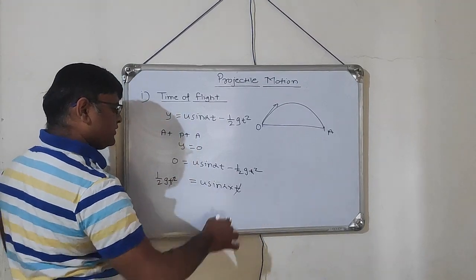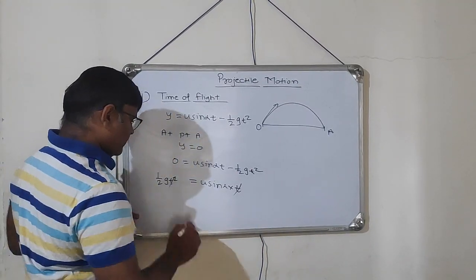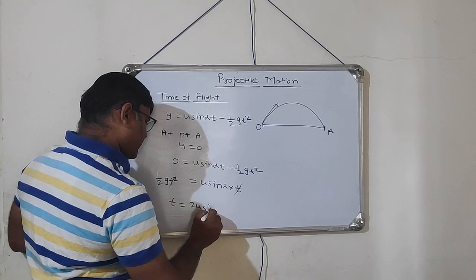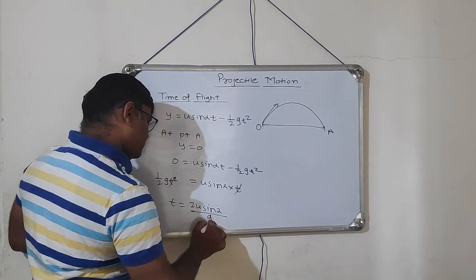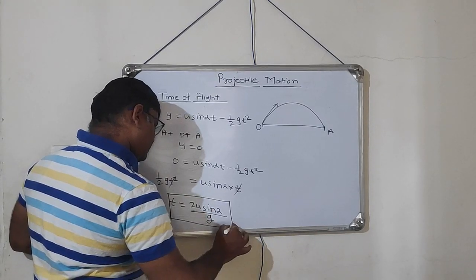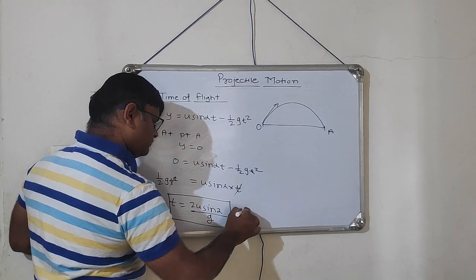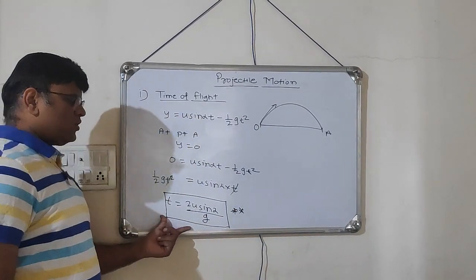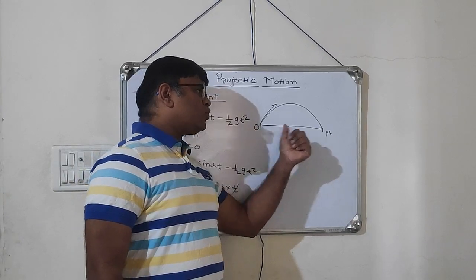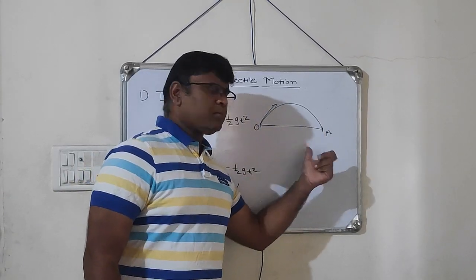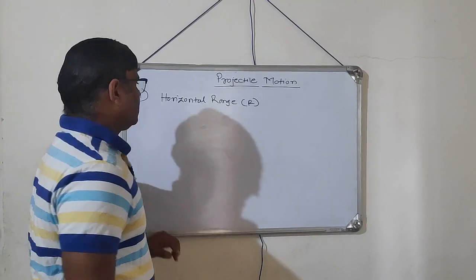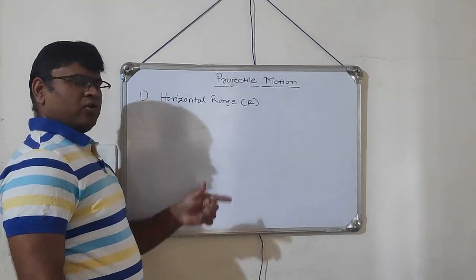So one t will get cancelled. So t will become 2u sine alpha divided by g. This is your time of flight. Remember this formula, very important. So from point O to A, the total time taken by the particle is 2u sine alpha by g. We will go to the second one, that is horizontal range.